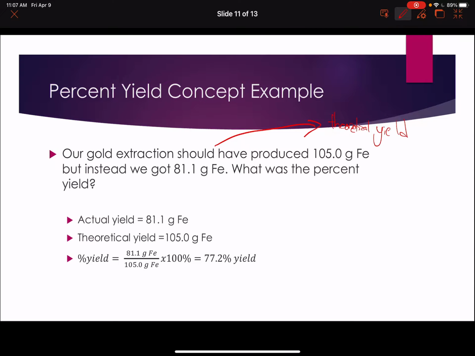Okay. But instead, what they actually got after mining and maybe losing some pieces, 81.1 grams of iron. And that's going to be what we actually got, right? So we're going to throw that into our equation, which is actual over theoretical, right? Usually the smaller one over the bigger one, always, and times that by 100%. So divide them, you're going to get 0.772, times by 100, you're going to get 77.2. And that right there will be our percent yield.